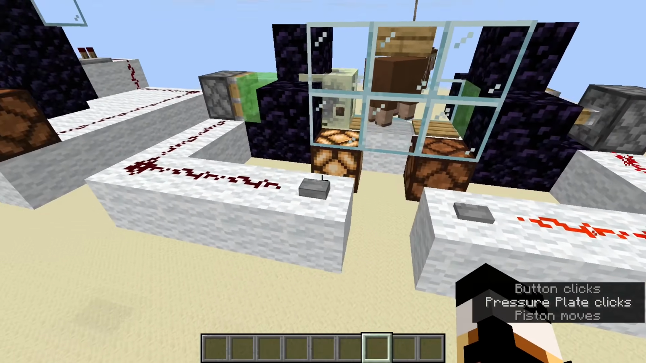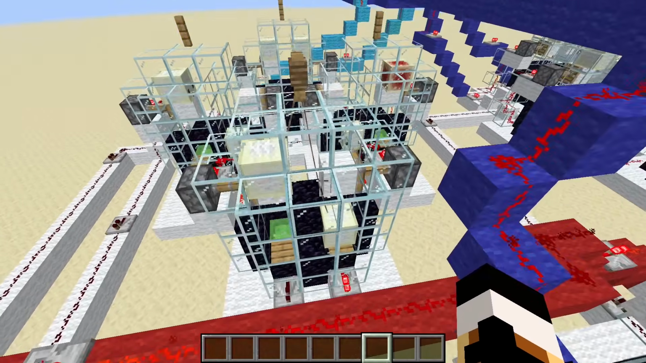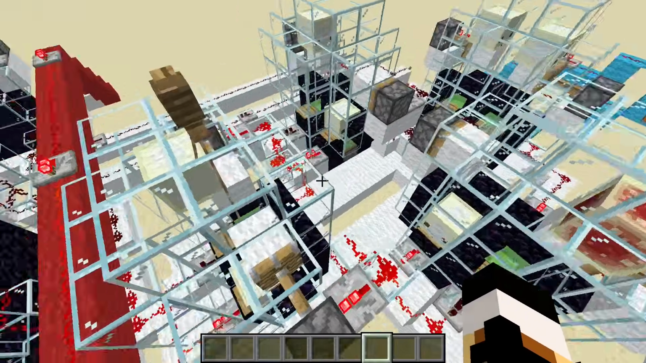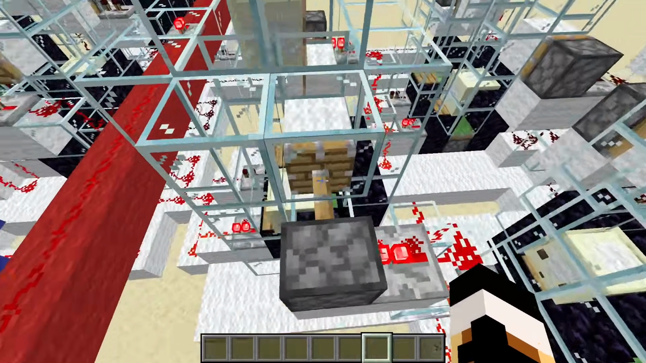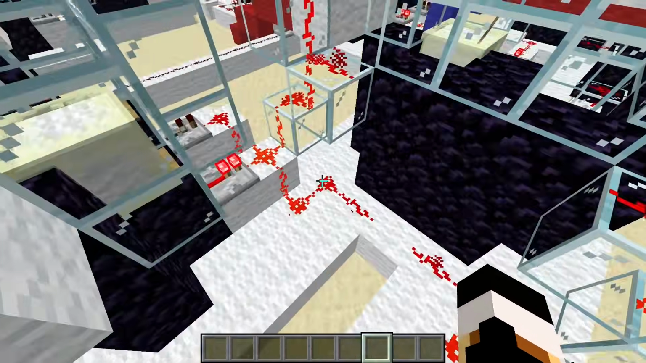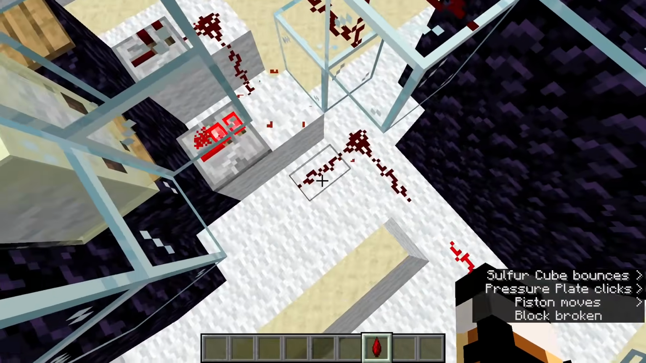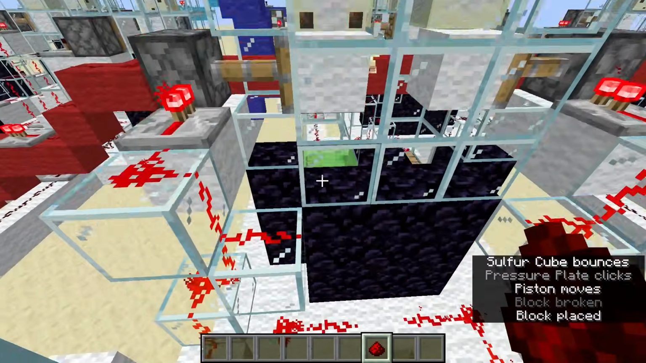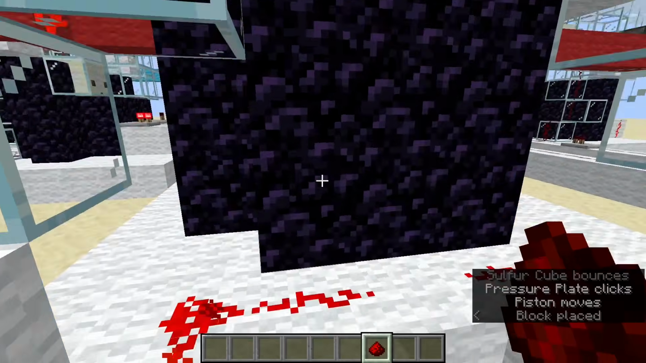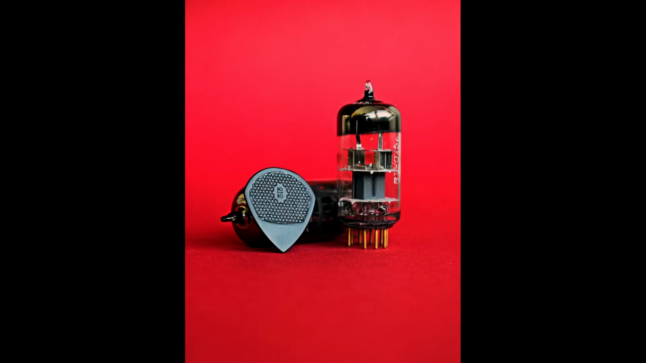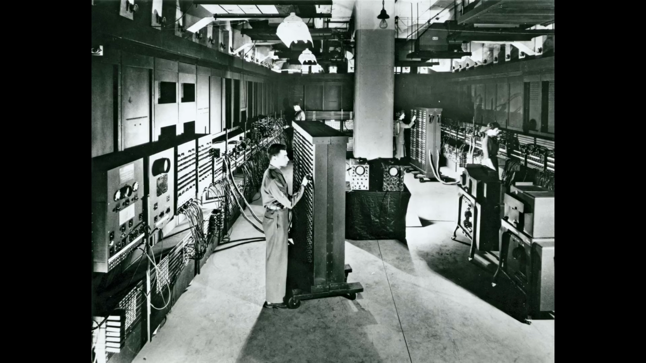The biggest problem right now is speed and size. Sulfur cubes can often get stuck on the pressure plate if the input switch is too fast. This not only damages the cube, it's also really annoying to troubleshoot and fix. Right now, sulfur cube gate technology is equivalent to old vacuum tubes. Before the invention of the transistor there was the vacuum tube, which was used to build computers and logic circuits. They were slow, large, and used a lot of power.